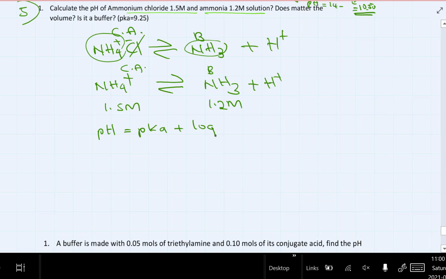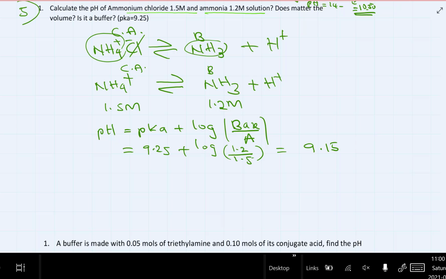And the pH is pKa plus log base over acid, and this is the Henderson-Hasselbalch equation, so don't be scared on this one. So you plug in the pKa value which is given, and the log base is 1.2 in this case, and acid is 1.5. Now solve inside the bracket first and take the log value, add into 9.25, and you're going to end up here, 9.15.